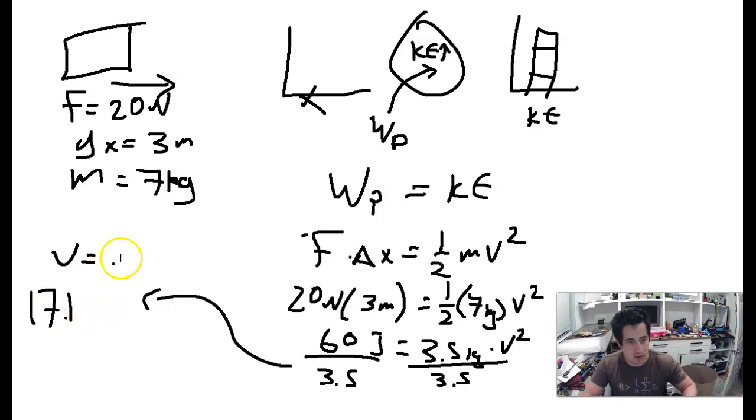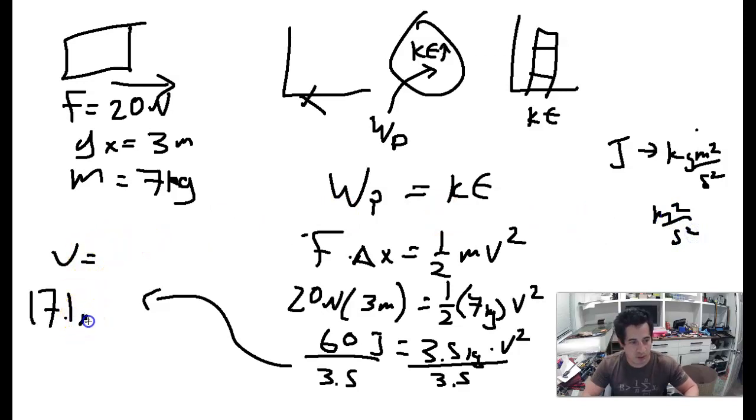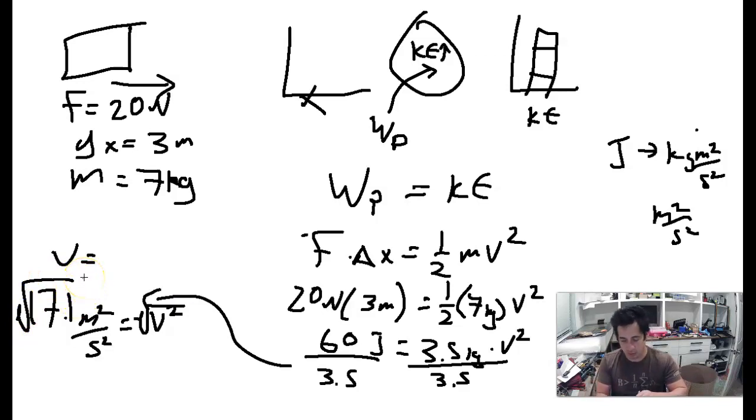17.1. And then if this was a joule, which is a kilogram meter squared per second squared, if we divide out the kilogram, we're left with meters squared per second squared. So this is 17.1 meters squared per second squared equal to v squared, and we'll just take the square root of both sides, and the square root of 17.1 would be like 4.2 or something. Let's see, maybe 4.1. Yep, 4.1. So velocity is equal to 4.1 meters per second.